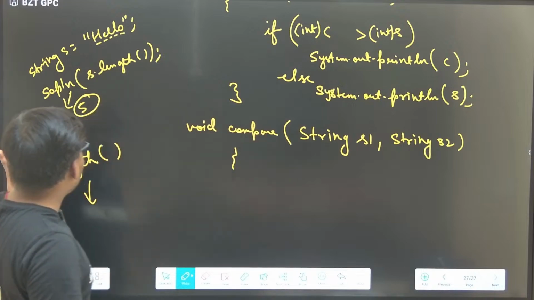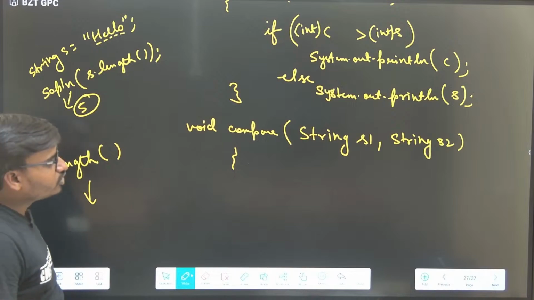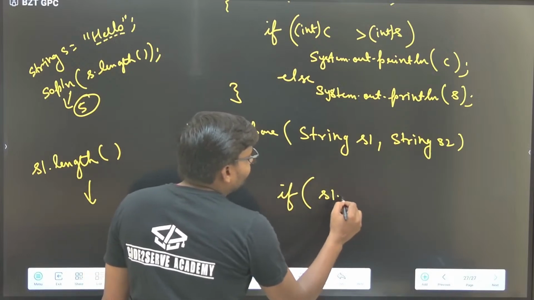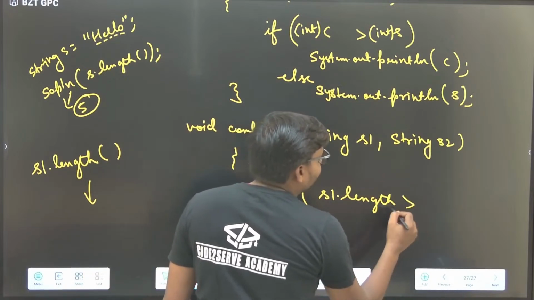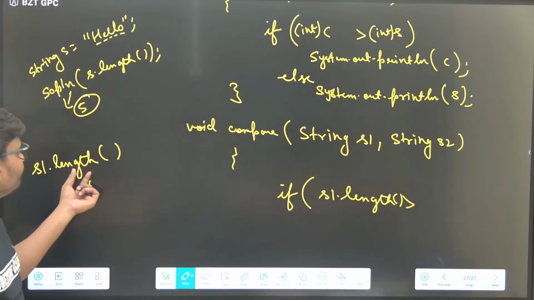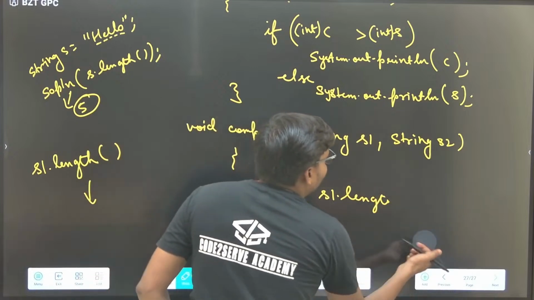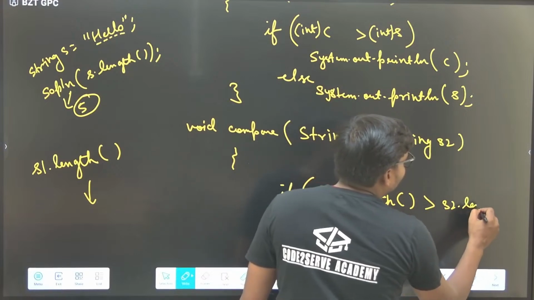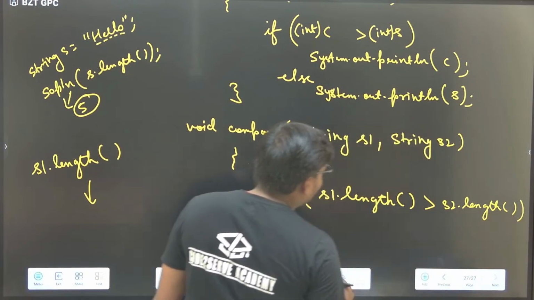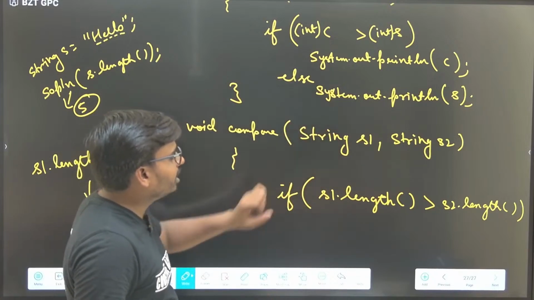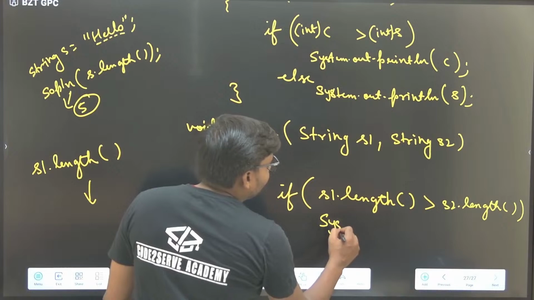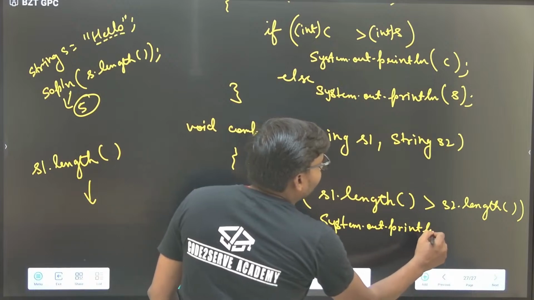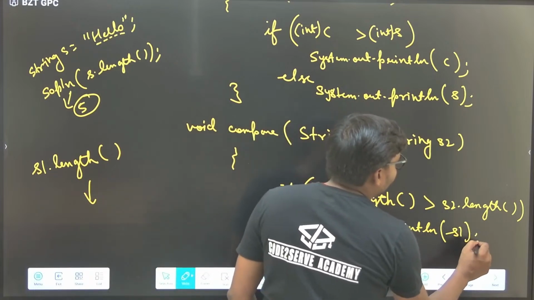Similarly, now we know that with the string there is a length function available. So you will say if s1.length is greater. Since this length is a function, you have to call it. So if s1.length is greater than s2.length, if s1 is greater, then I will print s1. So I will say System.out.println and I will print s1.